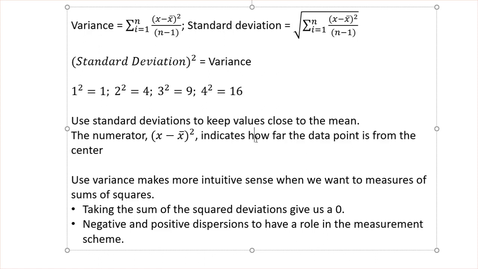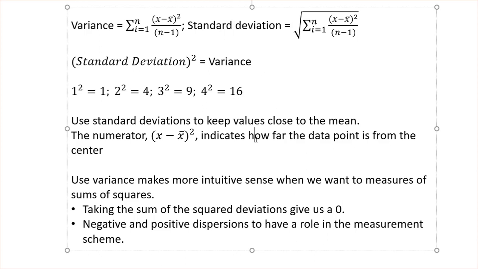So when you take a regression analysis, when you get beyond learning the measures of central tendency like mean, mode, and median, and the measures of inequality like variance and standard deviation, and you move on to different variants of regression analysis, and you want to measure the sums of squares for a variable, it makes more sense to use the variance. And when we use the variance, the negative and positive dispersion have a role in the measurement scheme.